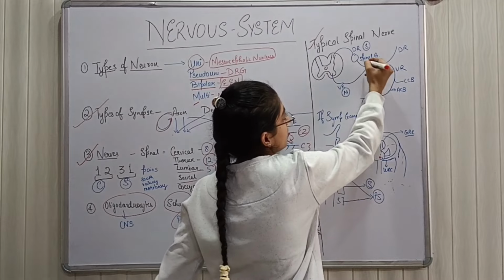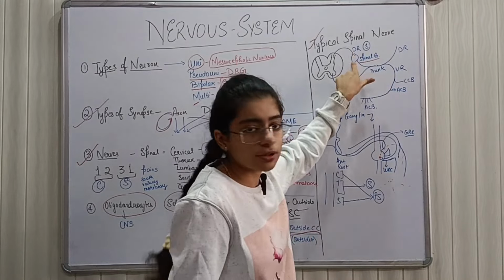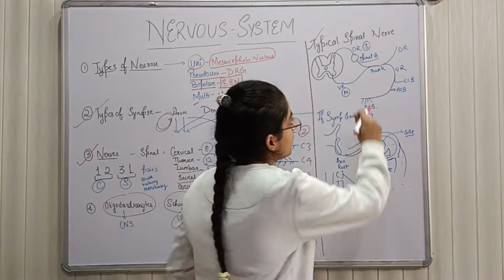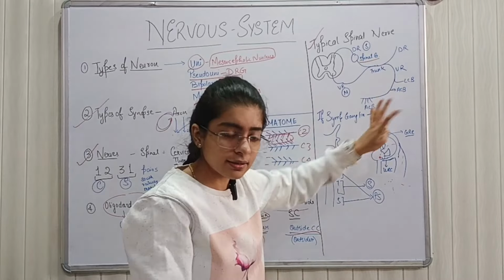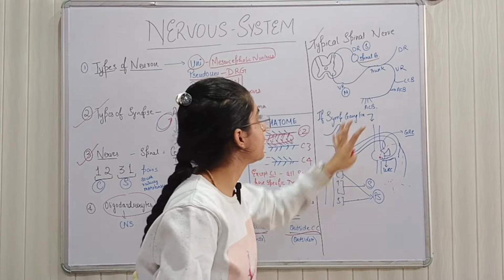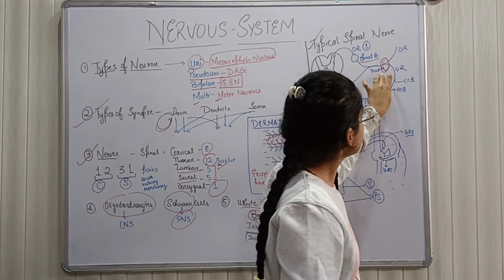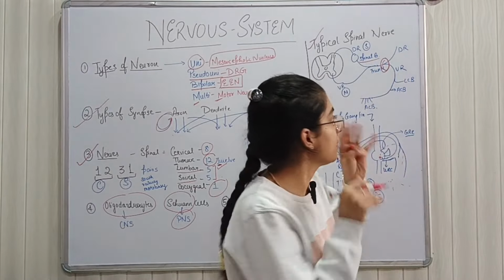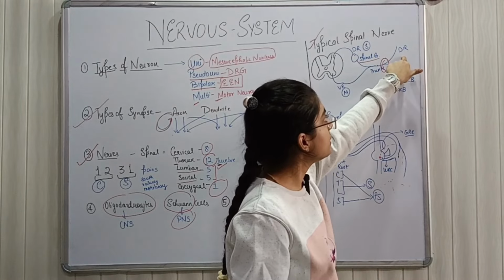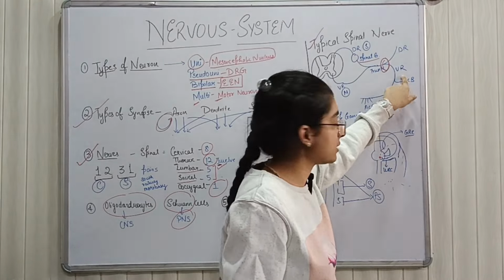Next, here is the spinal ganglion in the dorsal root. Now these will form the trunk. Now we are in the vertebral column only till now. Next comes the intervertebral foramina. And from here the trunk will come outside and divide into two, that is the dorsal and the ventral ramus.